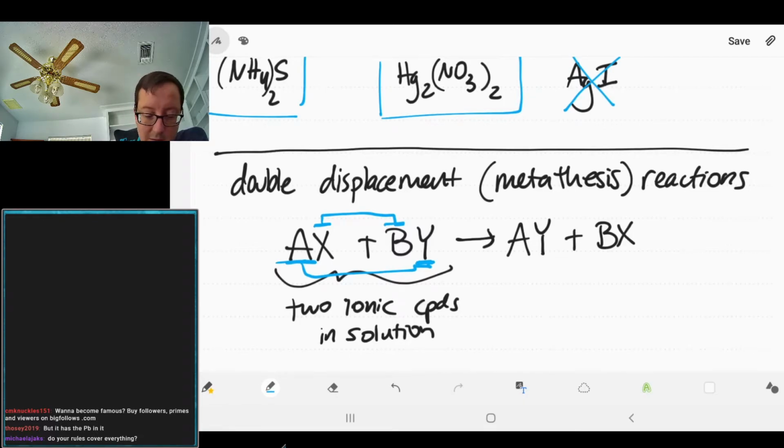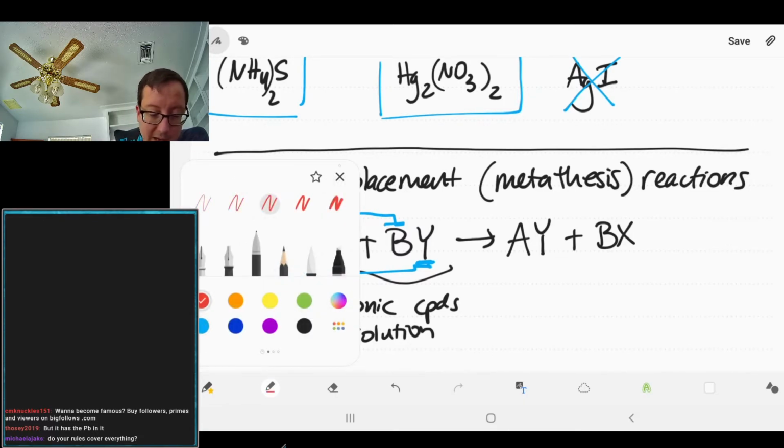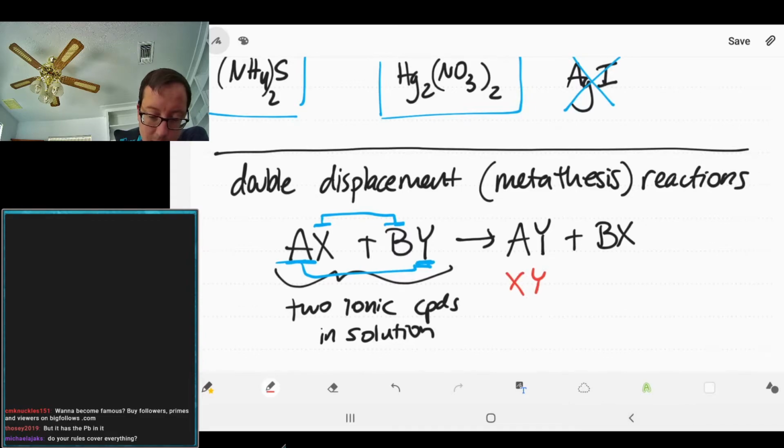Notice that we don't get these ones, because remember, in an ionic compound, the cation, the positive one, always comes first. So that means A and B are cations, X and Y are anions. We're not going to put two negative ions together. It doesn't make sense. We're not going to put two positive ions together either.